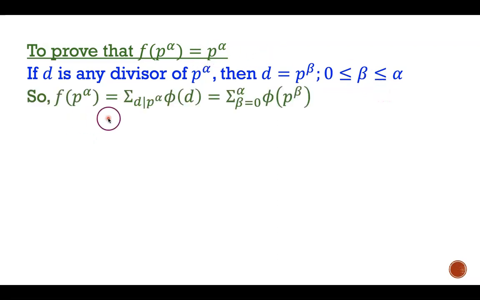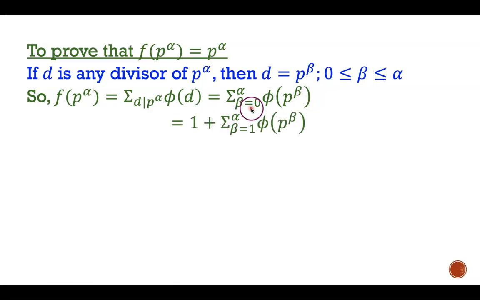So, f of p raised to alpha will be equal to summation over all divisors d of p raised to alpha, phi of d, and we can replace d with p raised to beta, and beta runs through 0 to alpha. So we can express f of p raised to alpha as summation over beta, where beta varies from 0 to alpha, phi of p raised to beta.